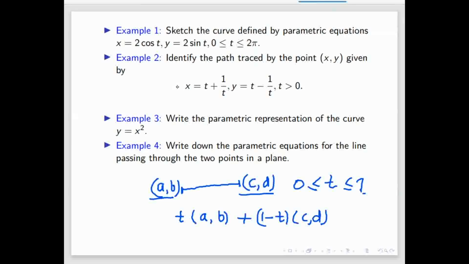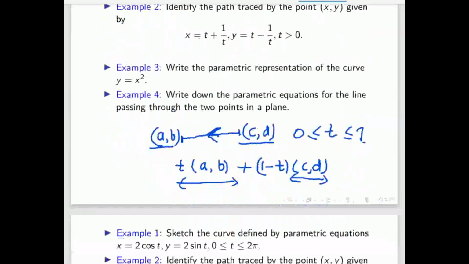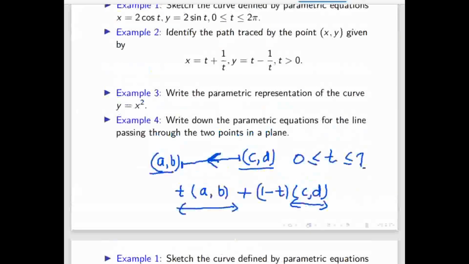If t equal to 0, it will give this point CD. If t equal to 1, it will give the point AB. If t is in between 0 and 1, it is a point between AB and CD. And the direction is from CD to AB. If you want to change the direction, then instead of AB, put CD, and instead of CD, put AB. Is it clear?